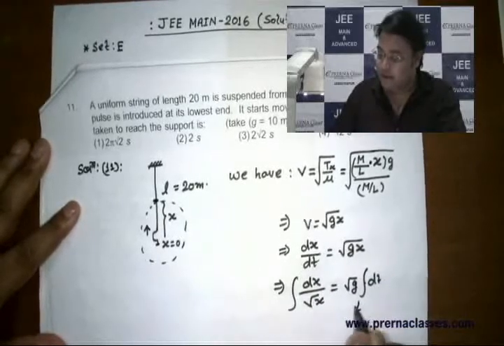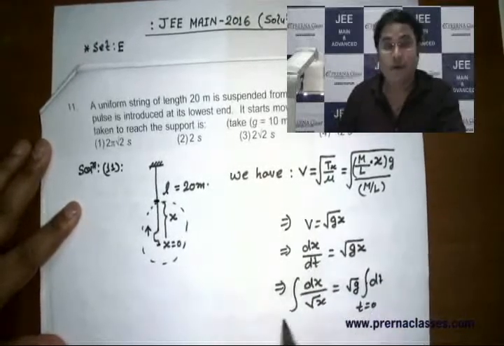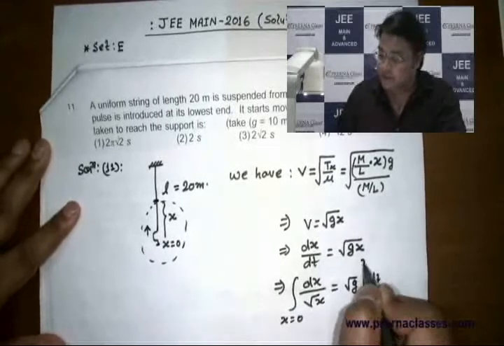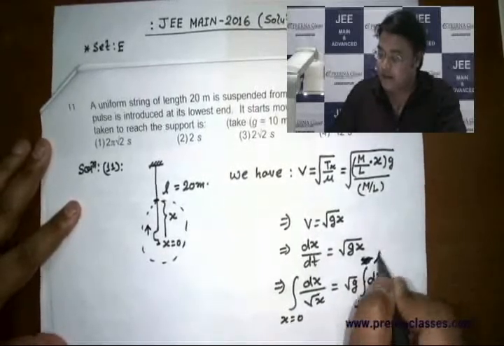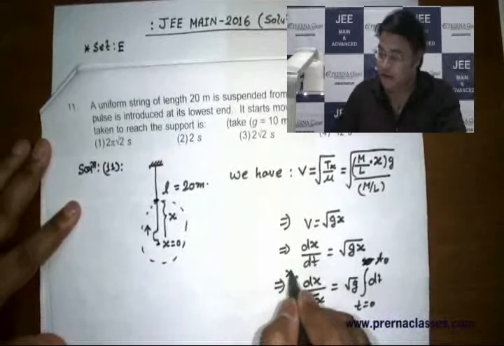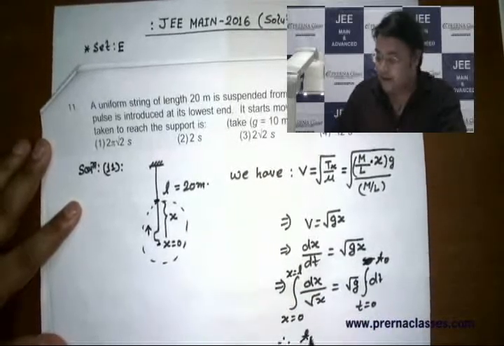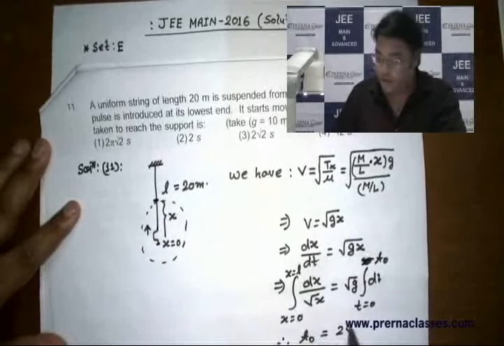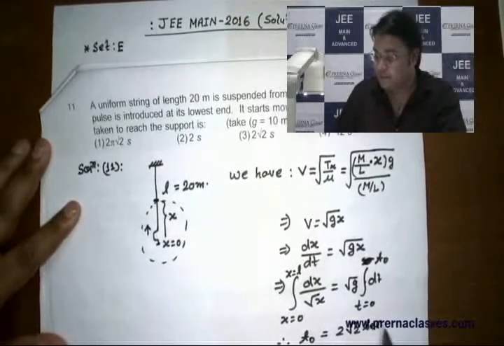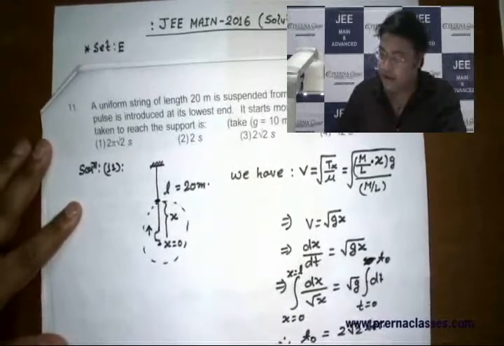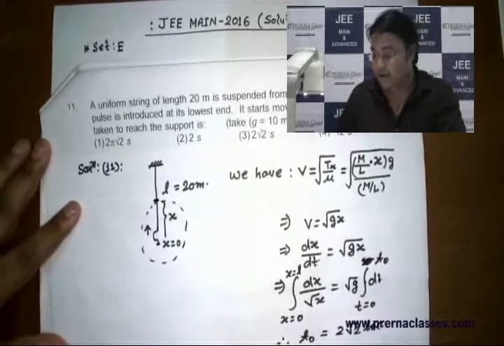Now integrating both sides, at t equal to 0, it is at x equal to 0. At any instant, let us say t naught, x equal to L. So finally t naught is 2 root 2 seconds. That implies option 3 is correct. Okay? Okay, next is 12 setup.